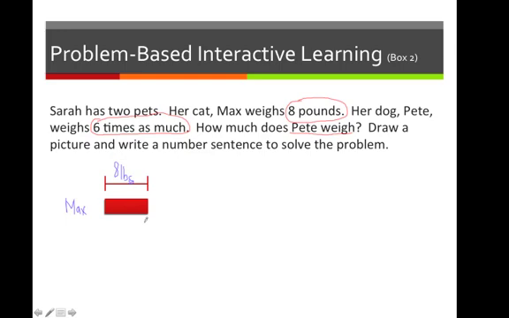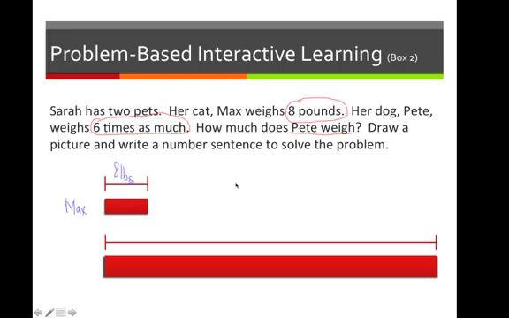So that means that Pete's bar is going to be very big. This bar on the bottom is 6 times greater than the bar above it. I'm going to go ahead and label this bar Pete. I do not know how much Pete weighs, but what I do know is that this bar needs to be broken into 6 parts because it's 6 times greater.